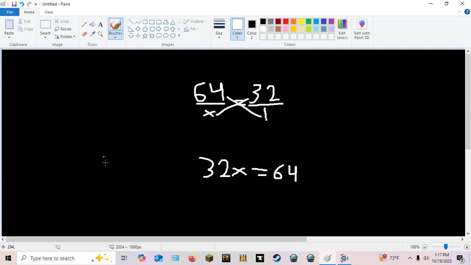See the steps, right? I need to divide both sides by 32, and then I need to cancel. 32 divided by 32 is 1. So x is equal to 2.